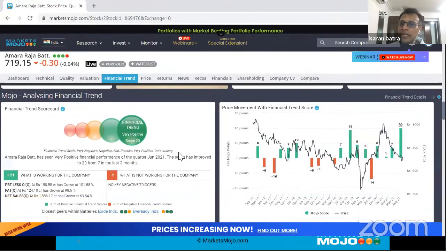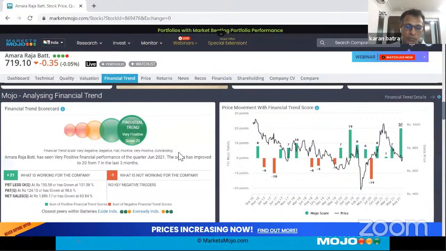Third parameter is the financial trend. Now, financial trend is a momentum parameter. It is a momentum of the result numbers. So what it essentially means is, let me give an example. Let me just take sales.